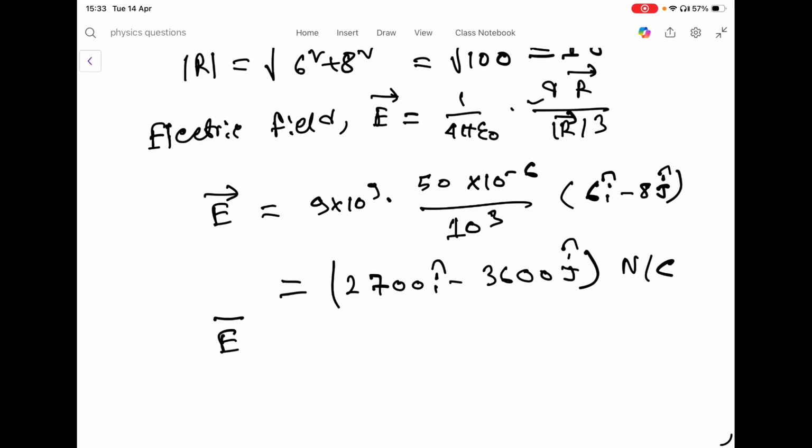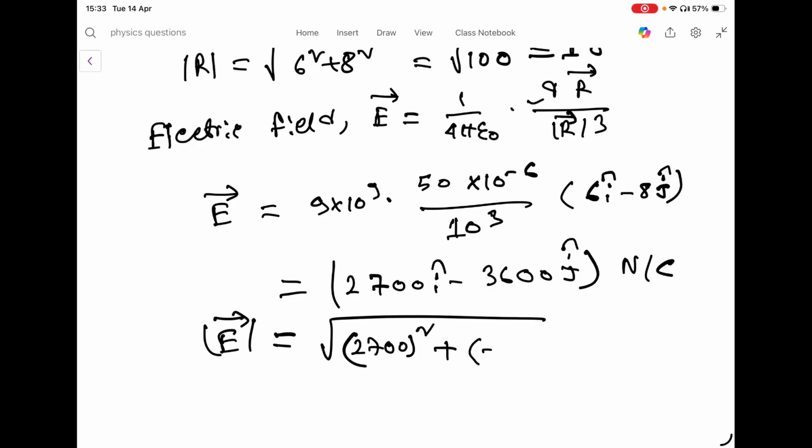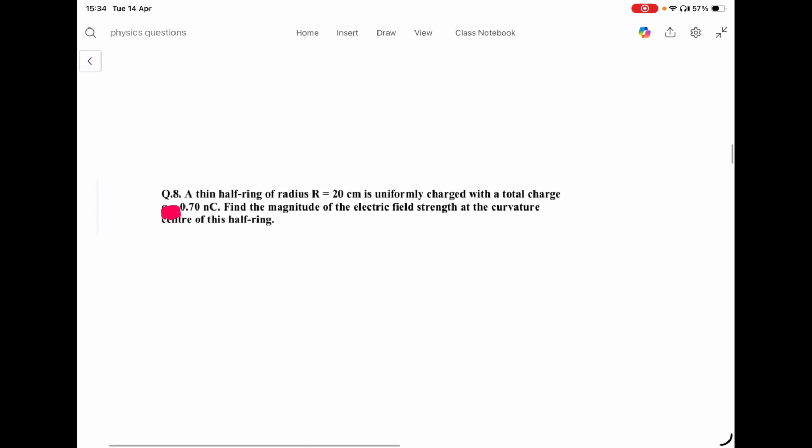And you can easily solve the modulus of E. It will be root under 2700 square plus minus of 3600 square. So it will become 4500 Newton per coulomb, right.